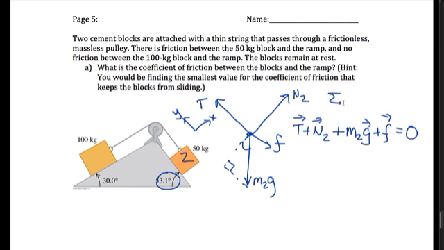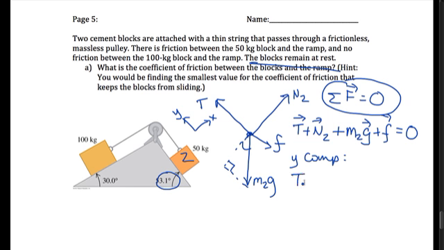I know that because Newton's laws tell me that the sum of the forces here are 0. The blocks remain at rest. That means this. This means that you add up all of the 4 vectors here. So if you do the y component, then you get the tension minus the friction force minus M2G sine of your angle there, equals 0.